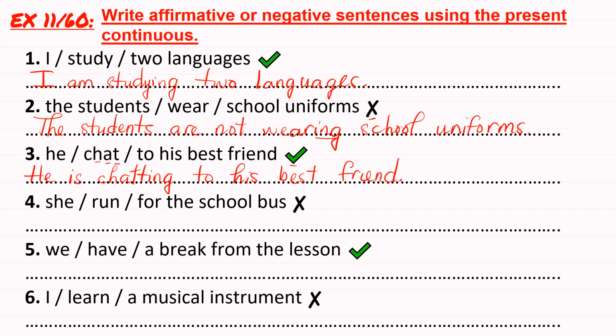Okay. Sentence number 4 is a cross. We use negative sentence. We have to have not. The subject is she, so to be is, then not. She is not. And the verb run, and with the form consonant, vowel, and consonant. So you have to double letter N before we add ing to the verb. We have running. She is not running for the school bus.